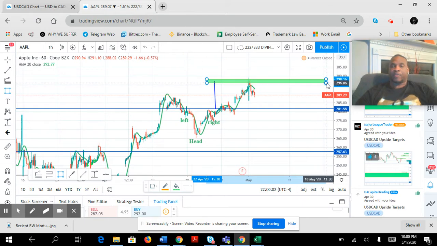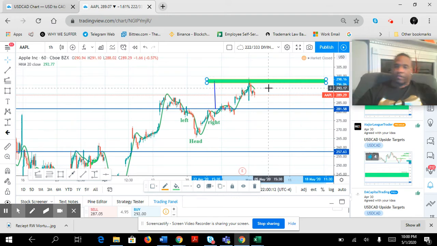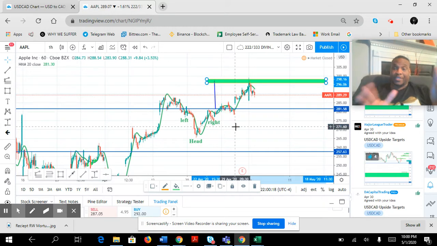Why do you want to do it all the way across? Because price can come up here, consolidate, just lollygag around, and then boom, it can hit it. So sometimes you drag it all the way across so you got room for it to hit. All right, but you see it.